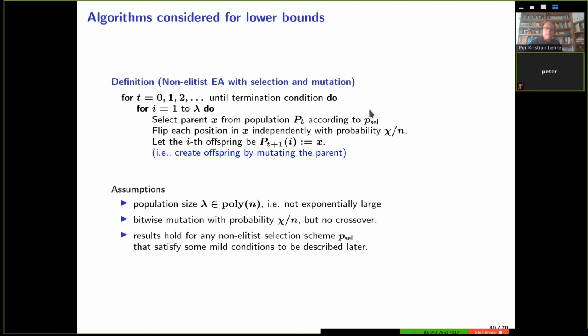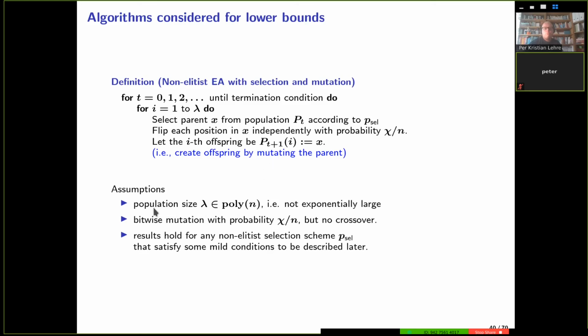So we have a selection mechanism. In each generation we select the parent X from the current population according to some probability distribution over the search space. And then we flip each bit position in X independently with some probability, or we apply some variation operator. Then we say that the ith offspring is the result of this mutation. And then we do this lambda times to produce the next population.